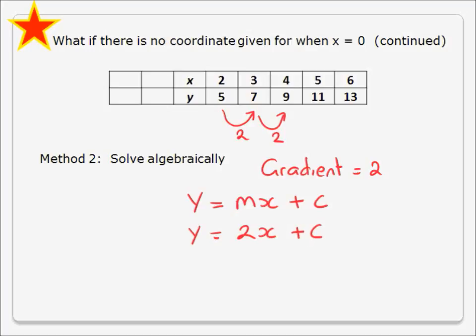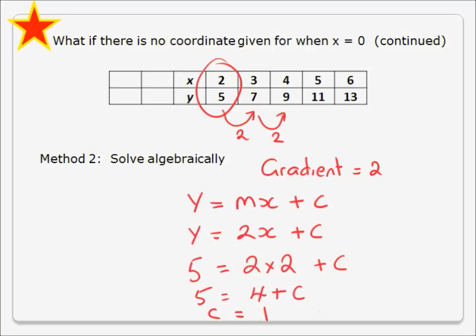The next step is we take any point in the table and we substitute it into the rule. So we normally take numbers that are positive and small. So for example, I would tend to take 2, 5. The y number was a 5. The x number was a 2. So what I've got here is, most of my equation is finished. 5 equals 4 plus c, so therefore c must equal 1.